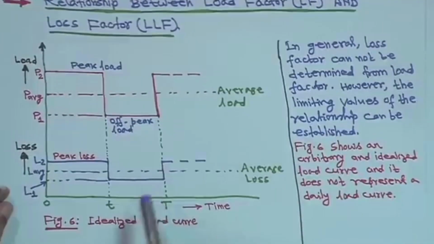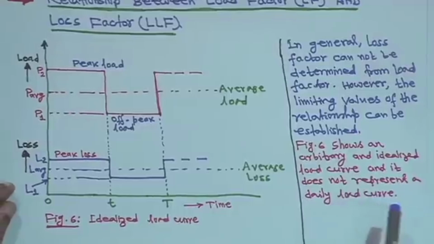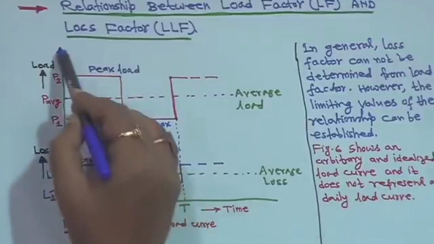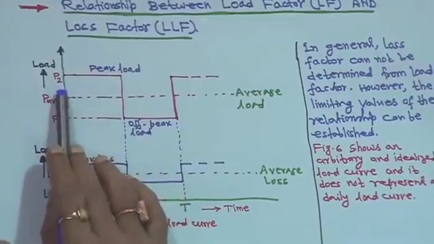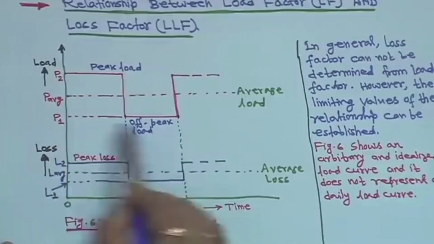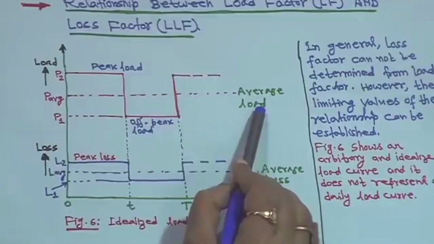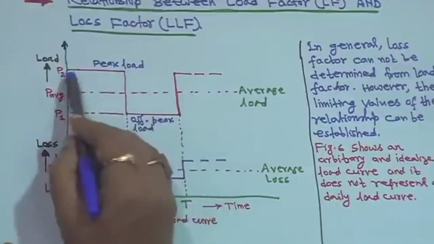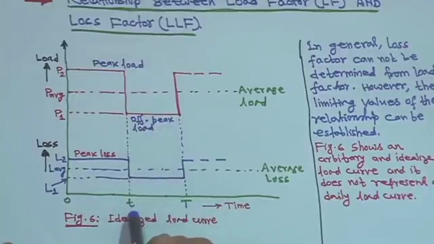So, this is figure 6. It shows an arbitrary and idealized load curve and it does not represent a daily load curve. This is just to establish a relationship. On the y axis is the load; say this is the peak load P2 and the off peak load is P1, and the dashed line is the average load. The peak load duration is from 0 to small t, and the off peak load is from t to capital T, so the duration will be capital T minus small t.